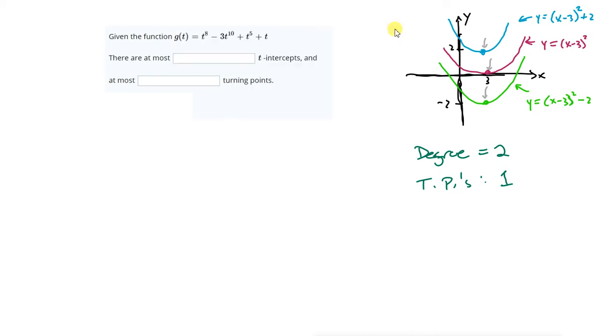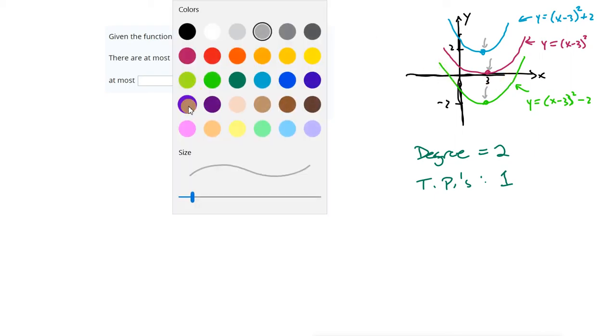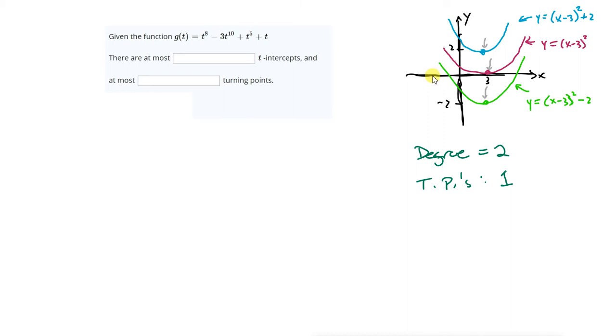Well, it looks like I have either 0 x-intercepts. Blue guy doesn't meet the x-axis at all. Red guy has 1 x-intercept. Green guy has 2. Can you ever get more than 2? No, because if I slide down, let's go to purple guy. Here's purple guy. Purple guy still just has 2 x-intercepts. No matter how far down you go, you're still only going to have at most 2 x-intercepts.